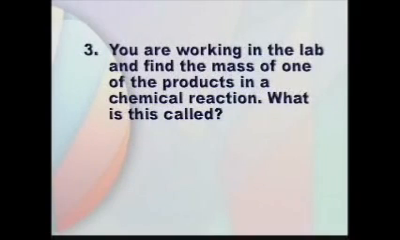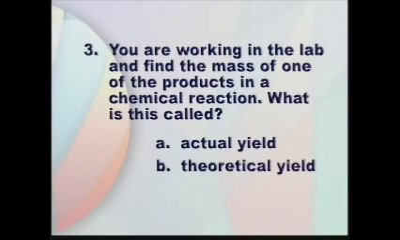Number 3. You are working in the lab and find the mass of one of the products in a chemical reaction. What is it called? A. Actual yield. B. Theoretical yield. C. Percent yield.